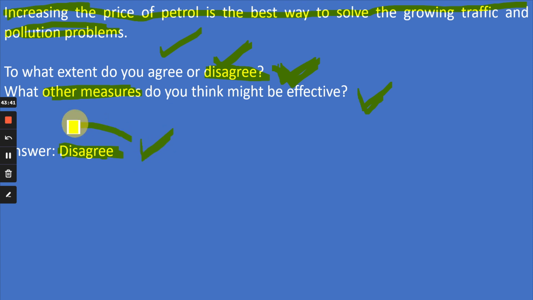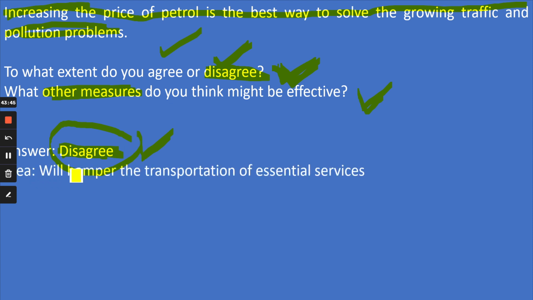So when I checked his idea for this answer, it was like this. He was thinking that if you increase the price of petrol, it will hamper the transportation of essential services. So therefore we should not increase the price of petrol. That means he disagreed with increasing the price of petrol. Why? Because if you do that, it will hamper the transportation of essential services.